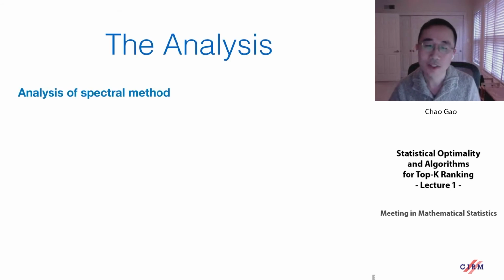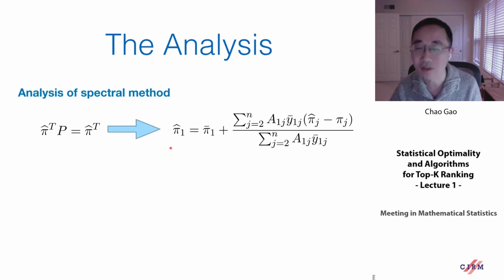Okay, so the analysis of the spectral algorithm is similar. Let me briefly go through that. So we start with the definition of the spectral algorithm, right? Remember what we have is pi hat. It is the stationary distribution of a Markov transition matrix. So we have this identity, right? It is an identity of an n-dimensional vector. So if you unpack that, this will give you n equations. Let's just take the first equation. The first equation can be rearranged into this form, right?